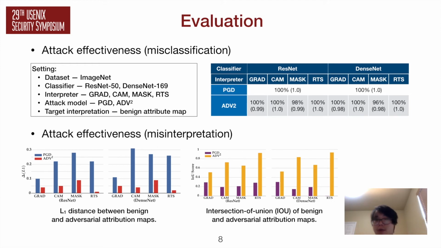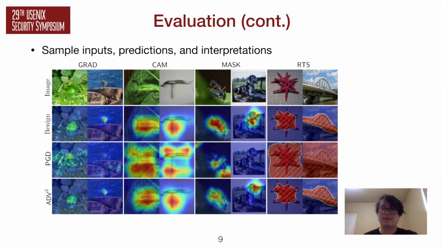We can observe that our ADV2 attack can mislead interpreters to the target map, while the PGD attack fails to do it. We show sample inputs, predictions, and interpretations here.